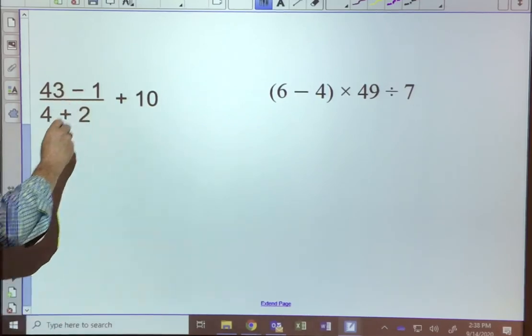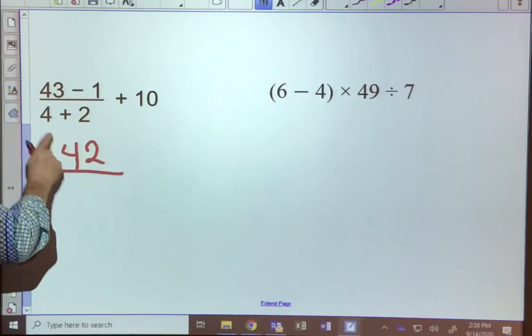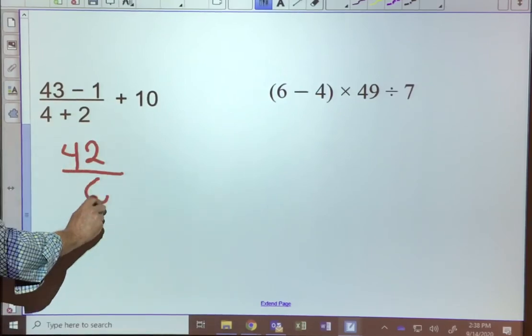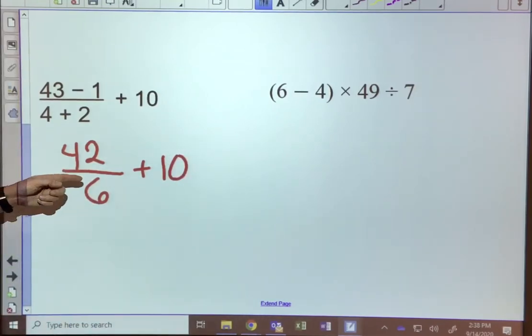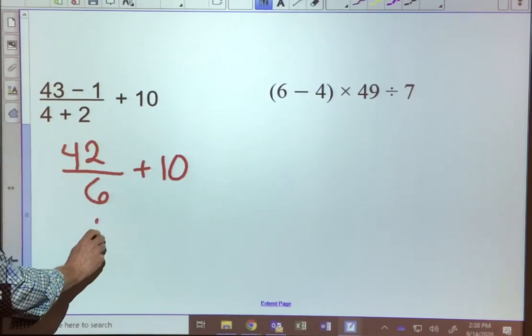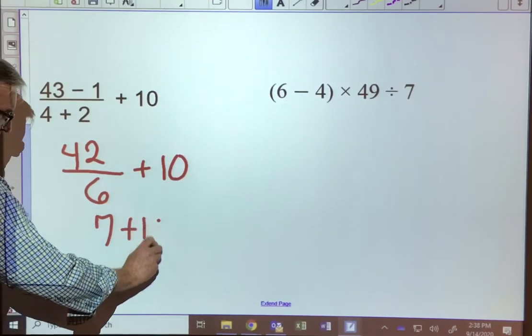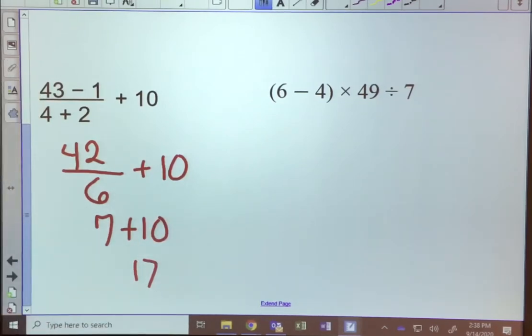So I can do the 43 minus 1. The 43 minus 1 is 42. The 4 plus 2 is 6. I still have the plus 10 over here. Now this is division and this is addition. I'm going to take care of the division first. Well, 42 divided by 6 is 7. So now I have 7 plus 10. Well, 7 plus 10 is 17.